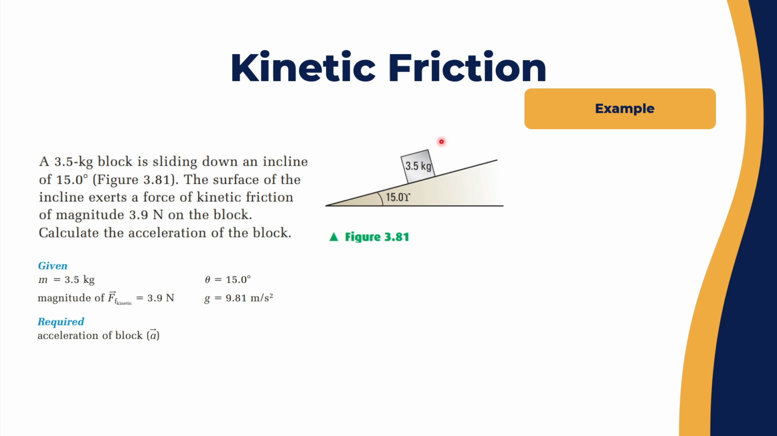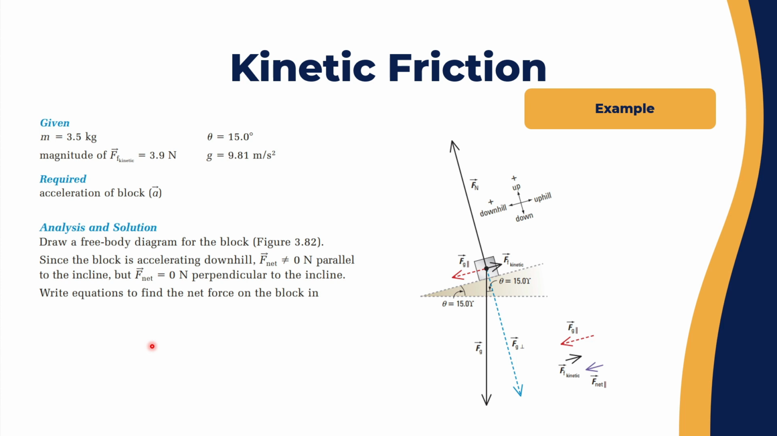So you have a 3.5 kilogram block on an inclined surface of 15 degrees. The object will be accelerating downwards in this case. You're given m, you're given theta, you're given g, that we know, and you're given the kinetic friction force of 3.9 newtons. We need the acceleration of the block. Let's draw a free body diagram first.